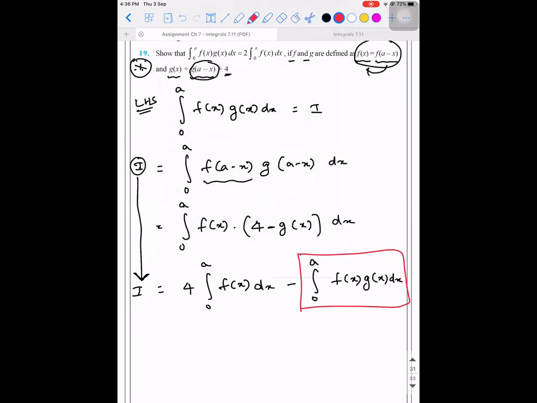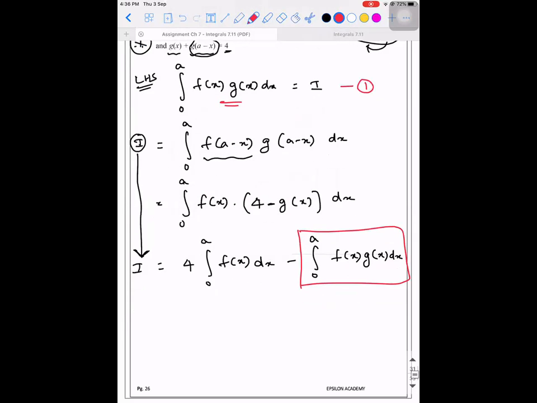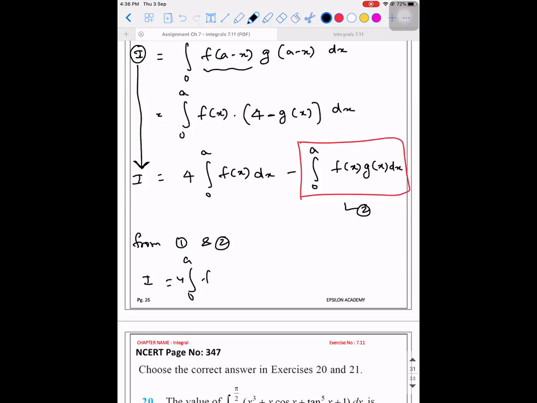So integral of 0 to a f of x into g of x, if I take this as equation number 1, this equation from 1 and 2, what can I equal to 4 times integral of 0 to x into d of x minus, replace this.